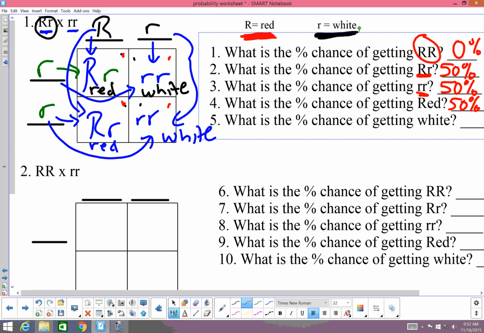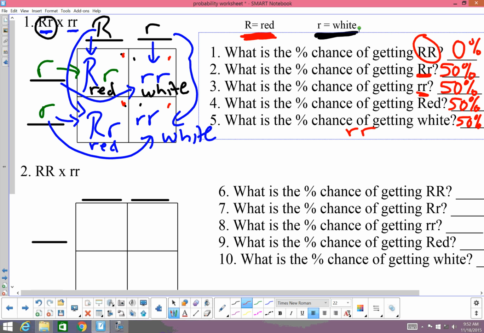Okay? And what is the percent chance of getting white? You're looking for 2 lowercase r's for white, because you do not have a capital R there, so the red will not take over. And you should see 2 boxes, and again, that is 50%.